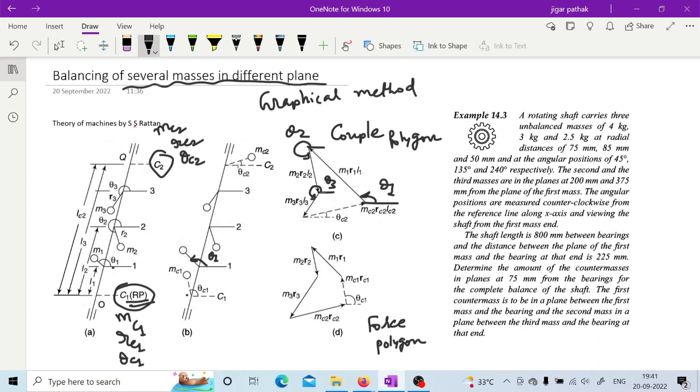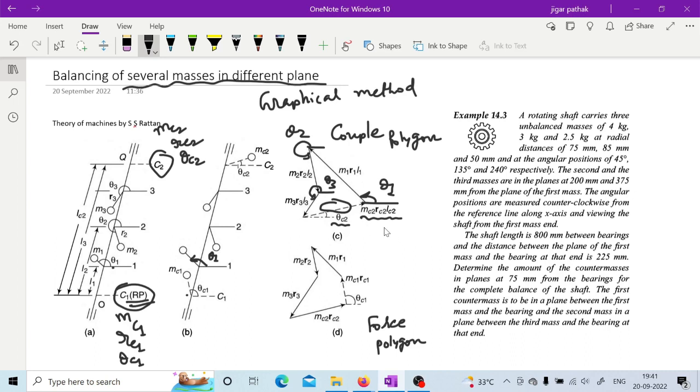So this is how you have the couple polygon, and you can see the couple polygon is unclosed. So you can close this couple polygon, right? When you close it, you will find that the magnitude of this particular vector will be equal to MC2, RC2, LC2, and the angle will also be there, theta C2. So when you draw this couple polygon, you get the magnitude of MC2, RC2, LC2, and the angle theta C2.